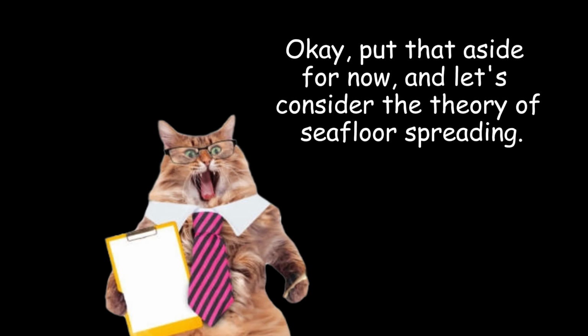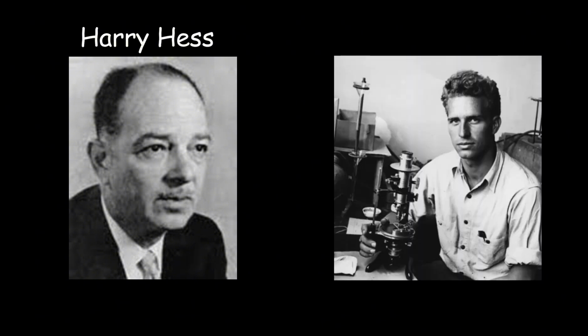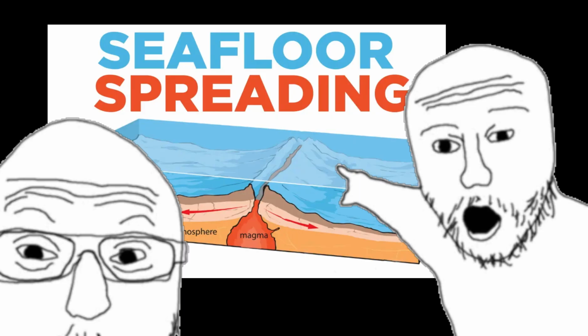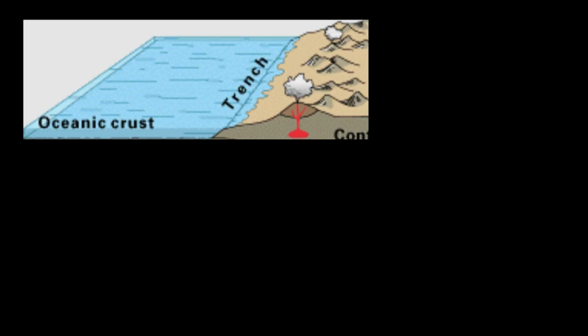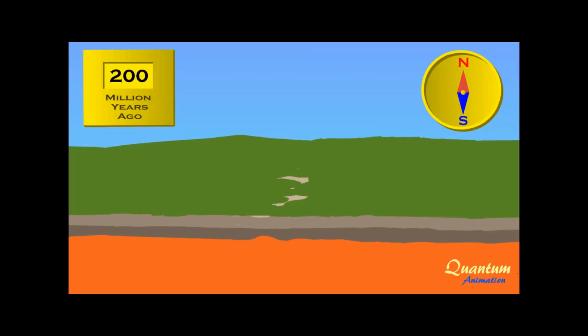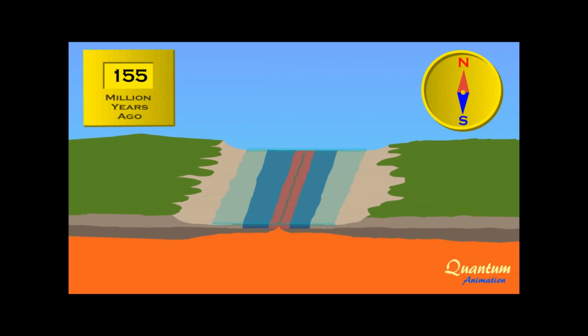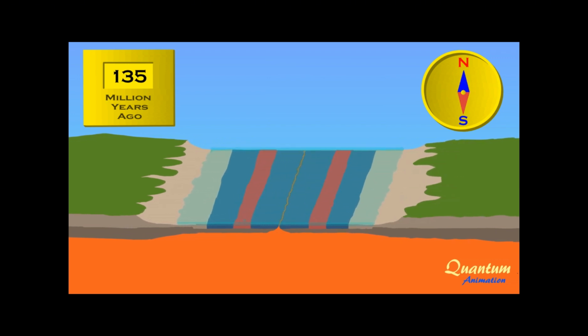Okay, put that aside for now, and let's consider the theory of seafloor spreading. So now, let's go to seafloor spreading and paleomagnetism. Harry Hess, a geologist, and Robert Dietz, an oceanographer, proposed the theory of seafloor spreading. He proposed that new oceanic crust material was formed at mid-ocean ridges. The new material then spreads outwards because new material continues to rise from beneath the Earth's surface.